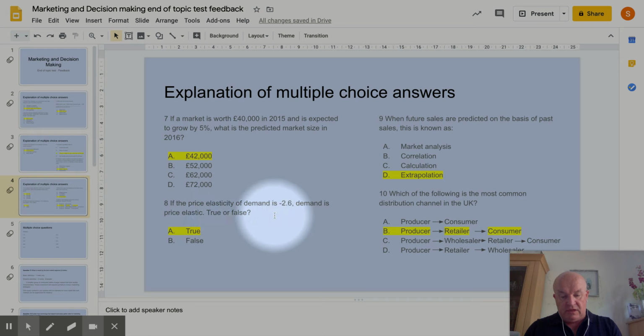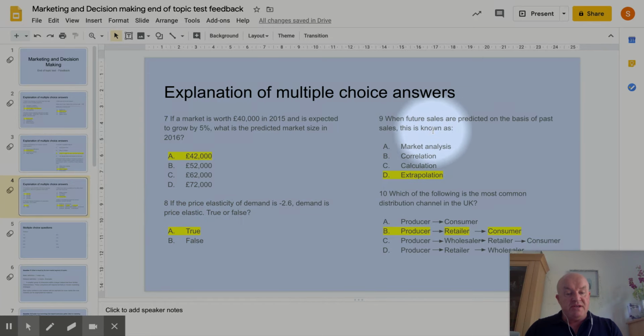Okay, so as soon as you see anything over 1 as a value for price elasticity of demand, you should know that demand is elastic, price elastic. So that means that if prices change, then the level of demand will also change significantly. Okay, so in this instance, if you've got minus 2.6 as the price elasticity of demand, then demand is price elastic. So the answer there is true.